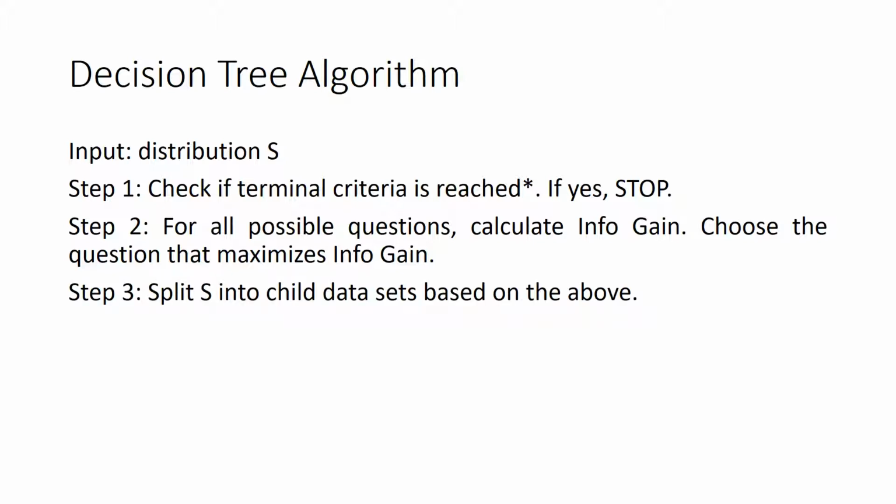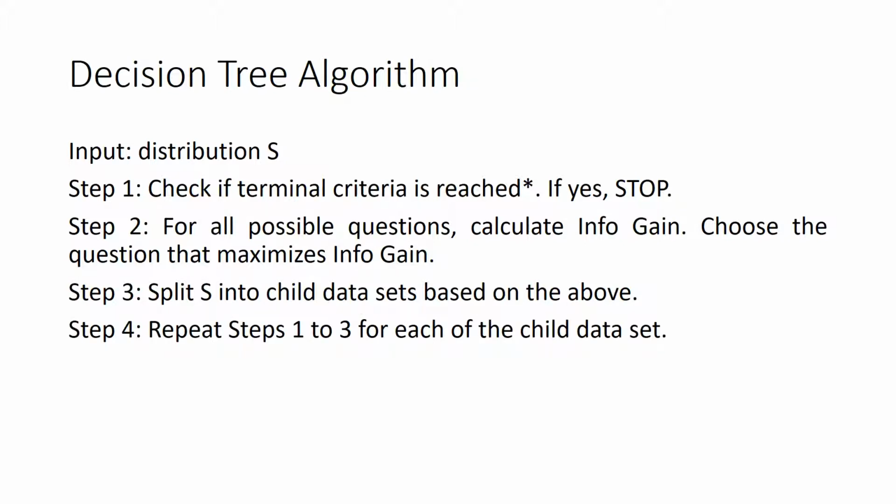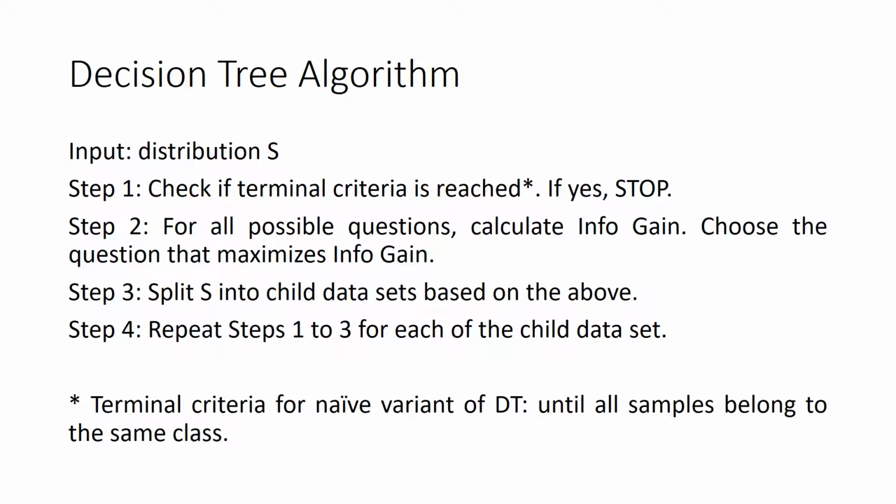So in step 3, we split the distribution S into the child data sets based on the above question. And in step 4, we repeat steps 1 to 3 for each of the child data sets. Simple as that. That's my algorithm. Nothing fancy about it. Very simple. We said we are going to talk about terminal criteria, right? So when do I know when to stop?